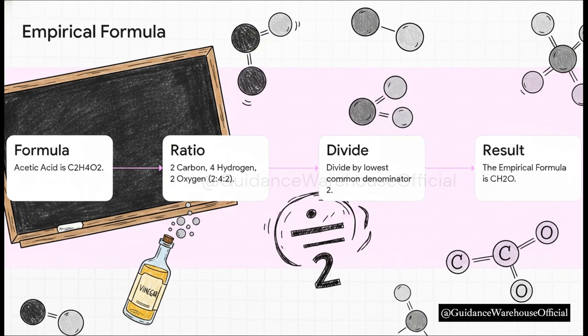So 2:4:2. Step 3, we look for the lowest common denominator to divide them all by. In this case, they're obviously all divisible by 2. Step 4, divide 2:4:2 by 2, and we get 1:2:1. So our final empirical formula for vinegar is CH2O.